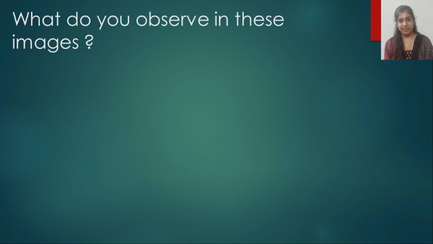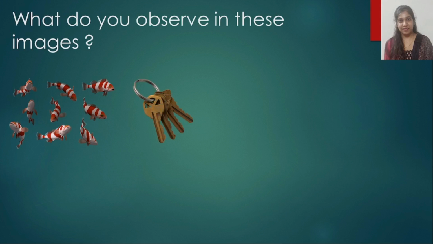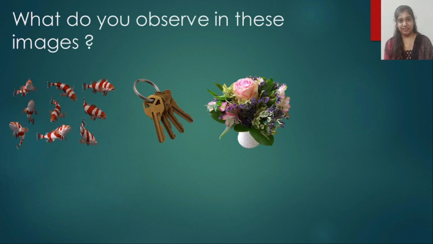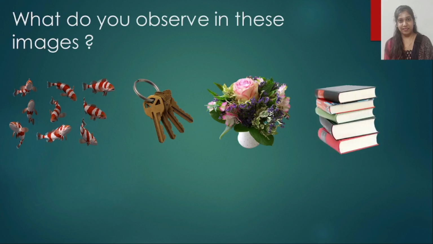So let us begin. What do you observe in these images? This is a school of fishes. These are a bunch of keys. This is a bunch of flowers in a flower pot. And this is a pile of books. If you see in all this, there is something common. They all are in a group or in a set.